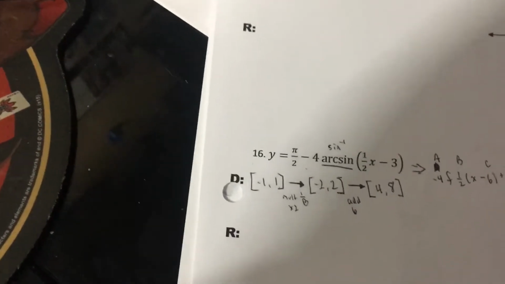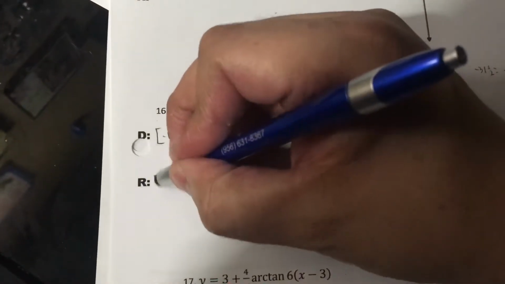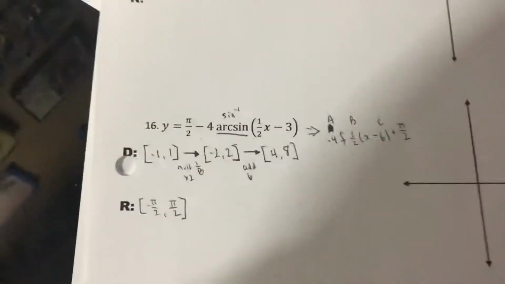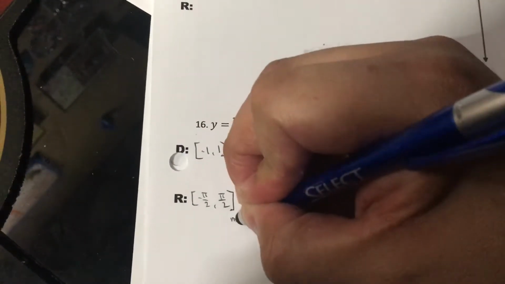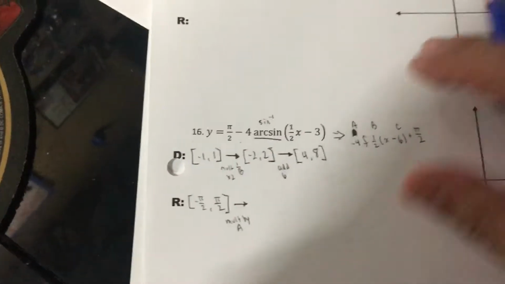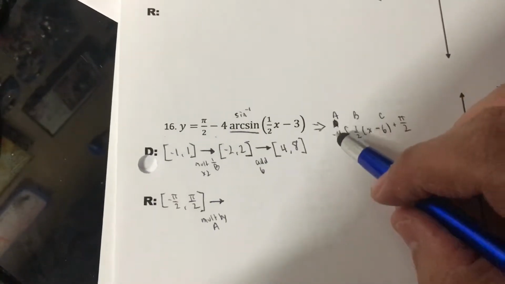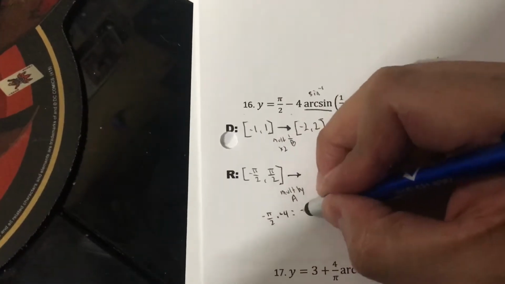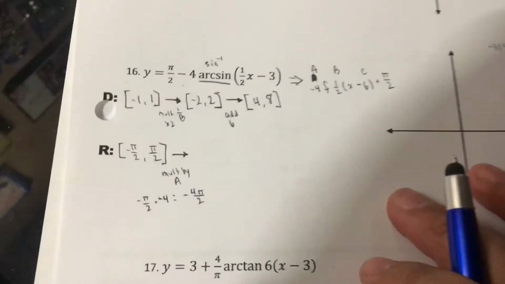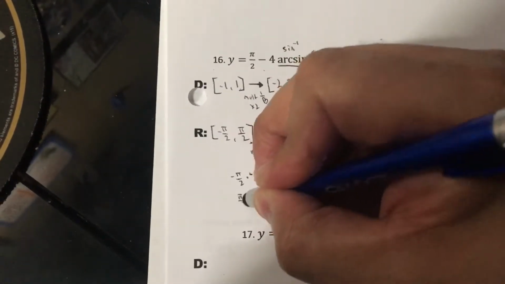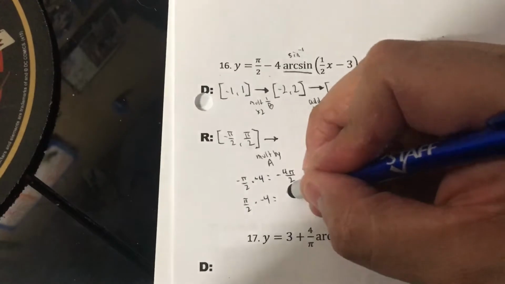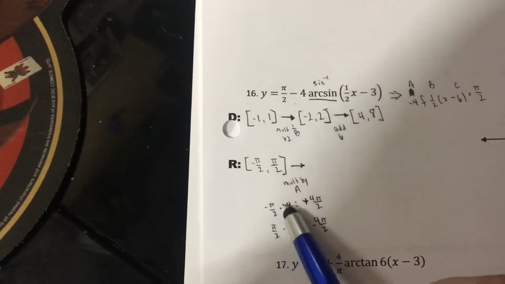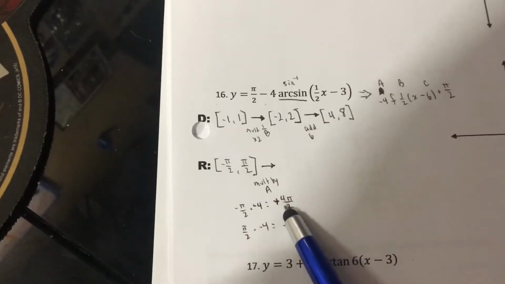Now, moving on, I'm going to do the same for the ranges. The range here for arc sine is -pi/2 to pi/2. First thing, multiply by a. When I multiply by a, it's -4, so -pi/2 times -4 is equal to 4 pi/2. I'm going to leave it like this for right now. And positive pi/2 times -4 is equal to -4 pi/2. Ooh, I made a mistake here. I'm sorry. The negatives cancel here. So this is now the bigger value, and this one is the smaller.